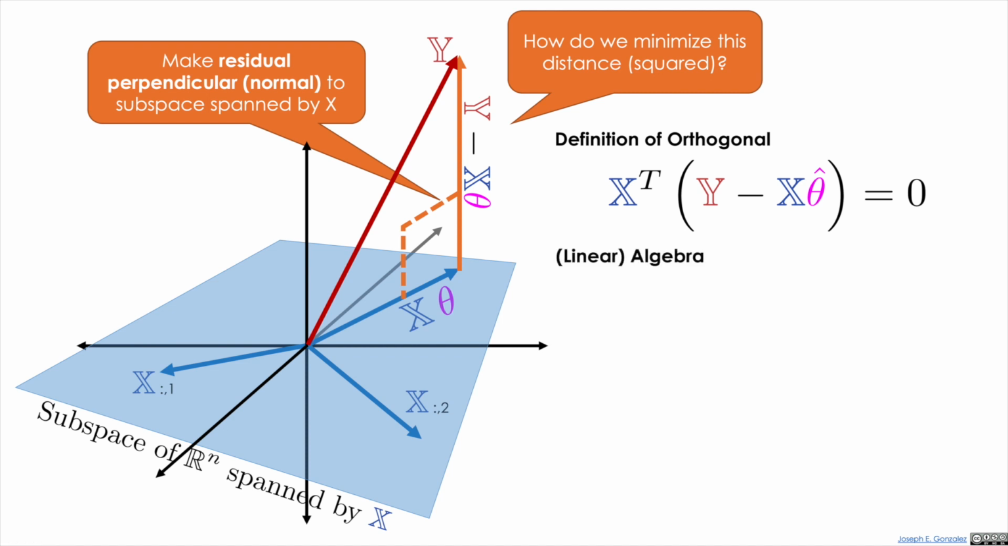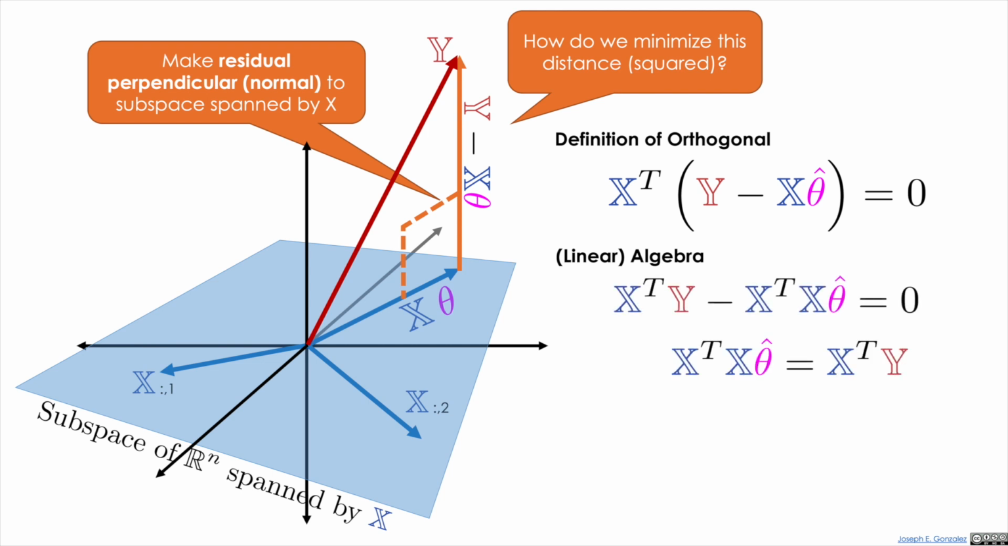So using simple linear algebra, we can multiply the x transpose through the parentheses. Further rearranging terms, we get x transpose x times theta hat equals x transpose y. And this is the famous normal equation. Here, x transpose x is going to be a d plus 1 by d plus 1 dimensional matrix. Theta, again, is a d plus 1 dimensional vector. And x transpose y is also going to be a d plus 1 dimensional vector.